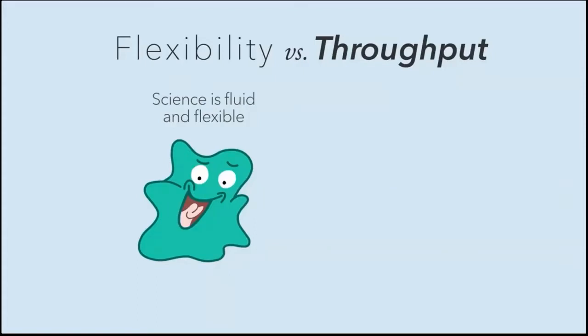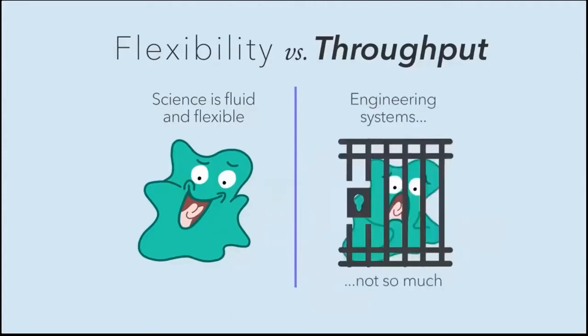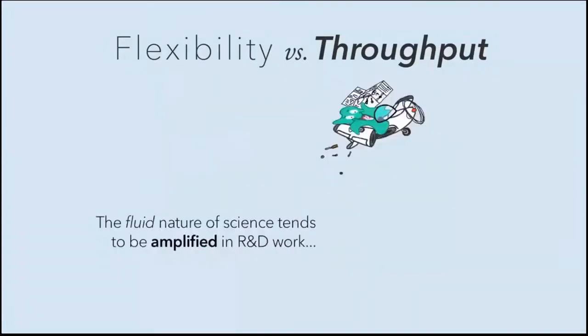And when we're trying to do these things at speed, we like to reach for engineering solutions. But where science is this soft, squishy, stretchy place, engineering systems, well, they're a little bit more rigid. Oftentimes, they have to reduce the freedom of the science in order to optimize for throughput.